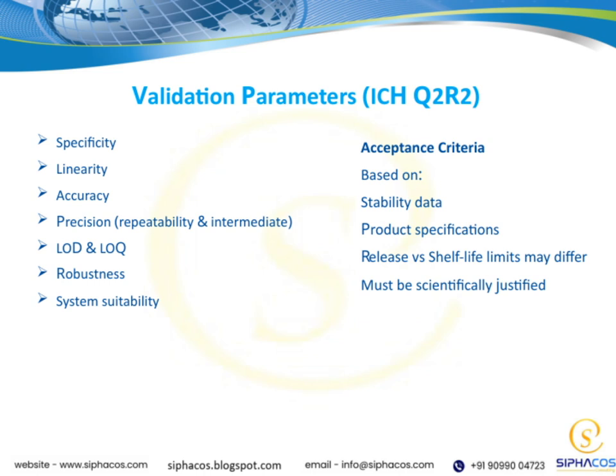When setting acceptance criteria for these parameters, we base them on stability data, product specifications, and the differences between release limits and shelf life limits. And of course, all these criteria must be scientifically justified to support our method validation process. By thoroughly understanding and applying these parameters, we help ensure our analytical methods are both reliable and compliant, supporting the overall quality and safety of our products.